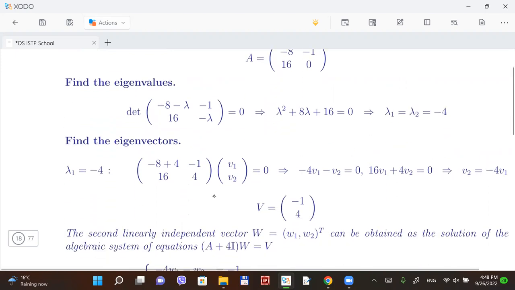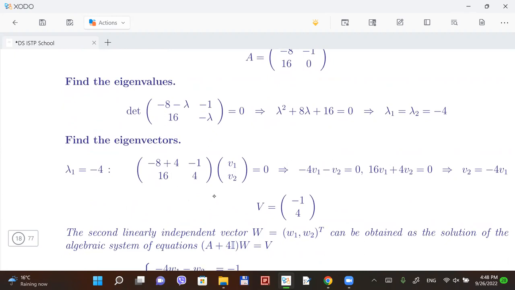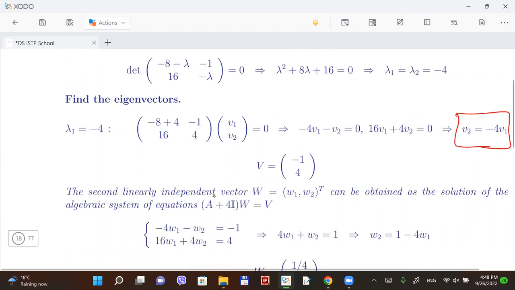If we try to find the eigenvectors, we again obtain one equation here. So we have one eigenvector. What do I put? I put V1 minus 1, and then V2 is 4. So we need another eigenvector. Okay, I told you another eigenvector will be the solution of this system.